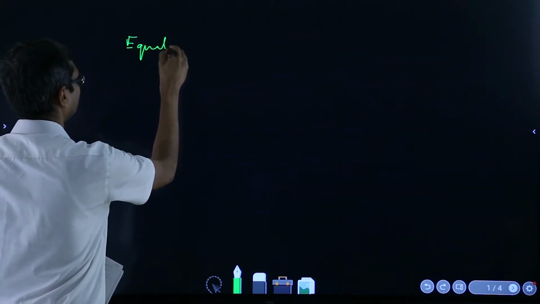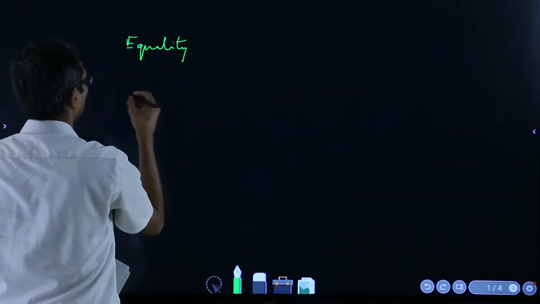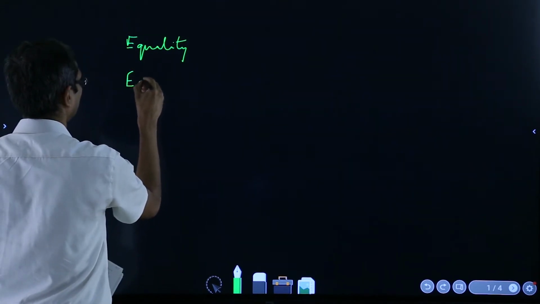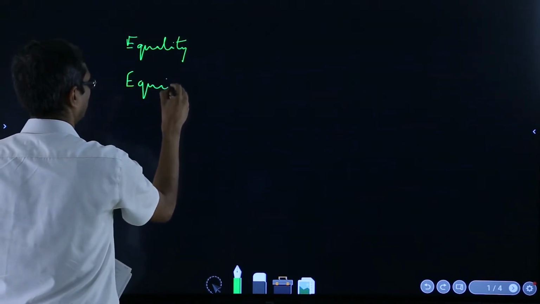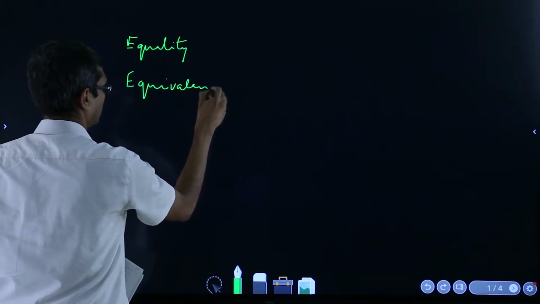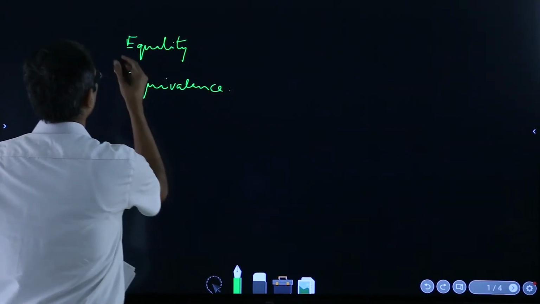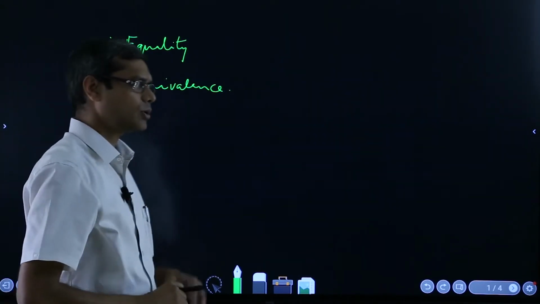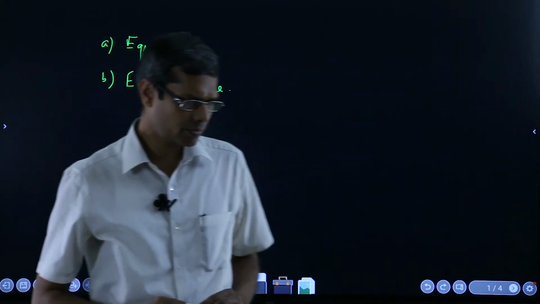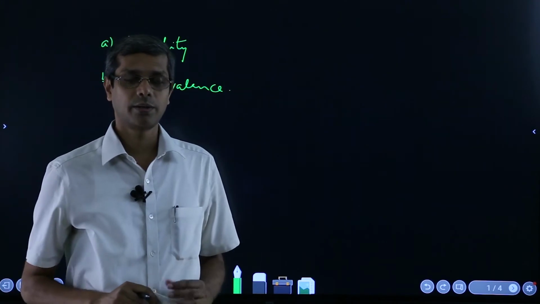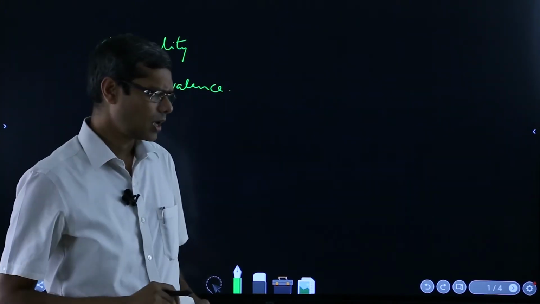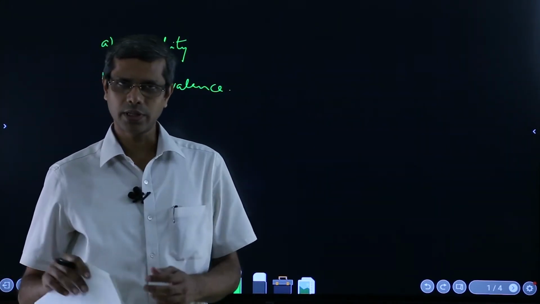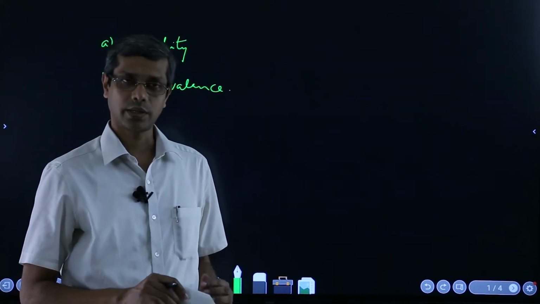Okay, and one such concept is the difference between equality versus equivalence of vectors. Say suppose this is A, this is B. So how do you distinguish these two words as far as vectors are concerned? When do you say that two vectors are equal, and when do you say two vectors are equivalent?